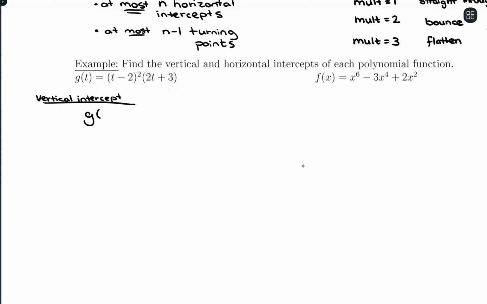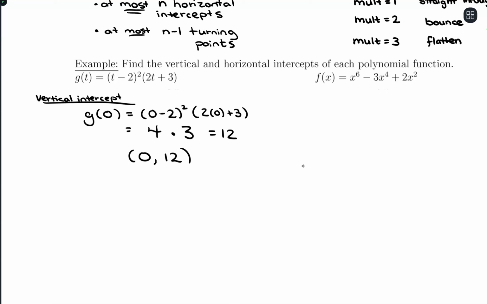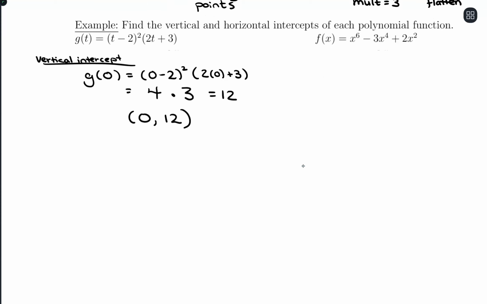g of 0. So we'd have (0 minus 2) squared times (2 times 0 plus 3). So 0 minus 2 is -2, square that for a +4. And then 2 times 0 is 0, plus 3 is 3. So that's 12. So we have this coordinate (0, 12). So there's our vertical intercept.